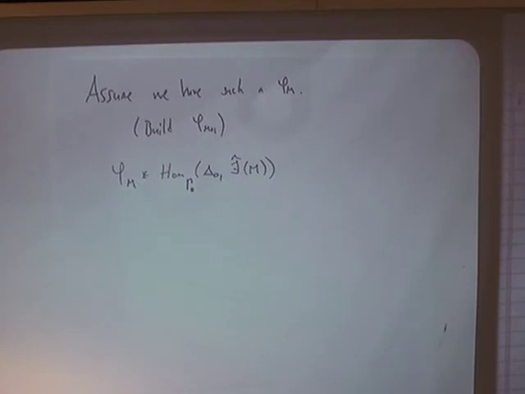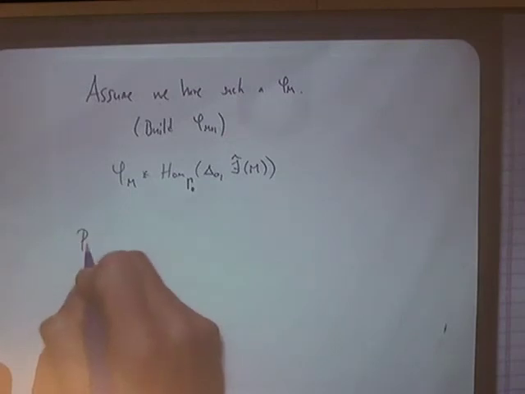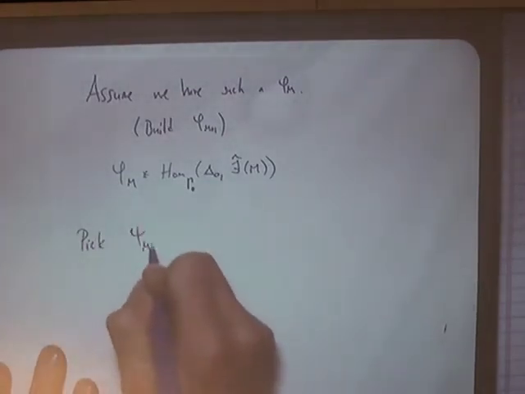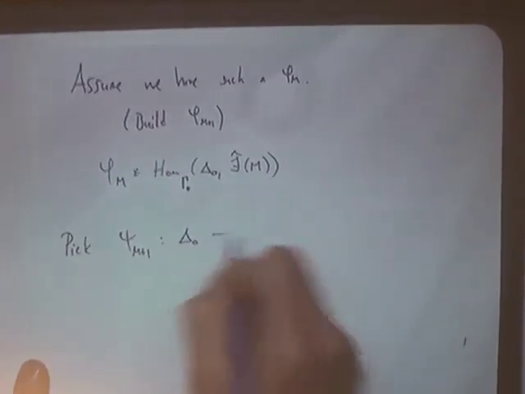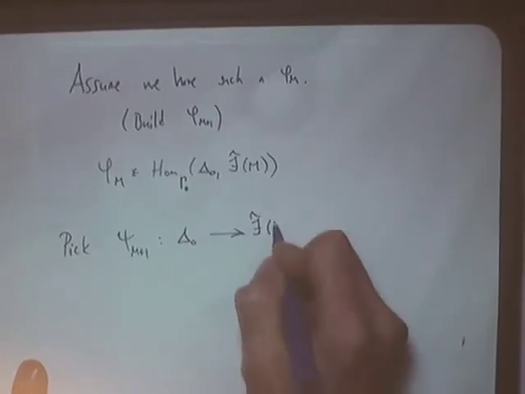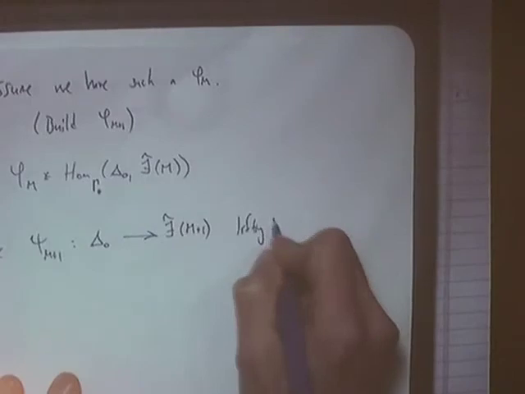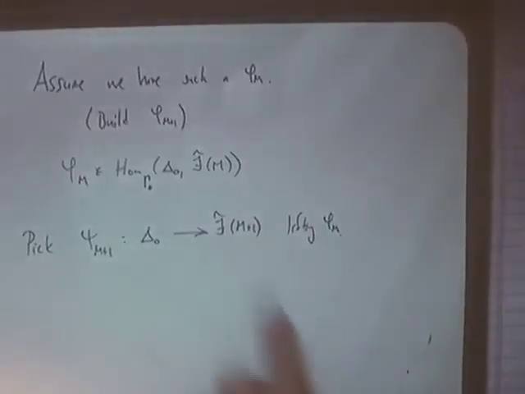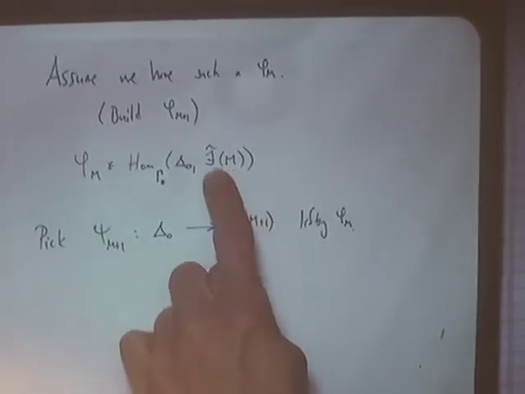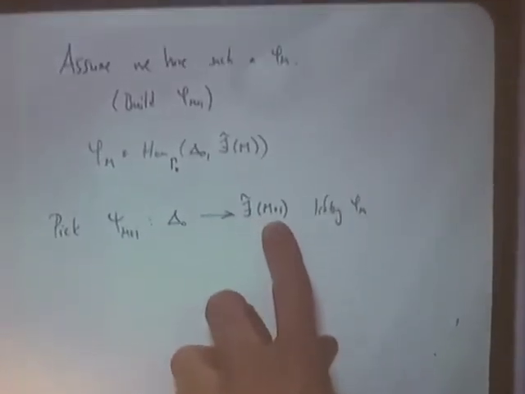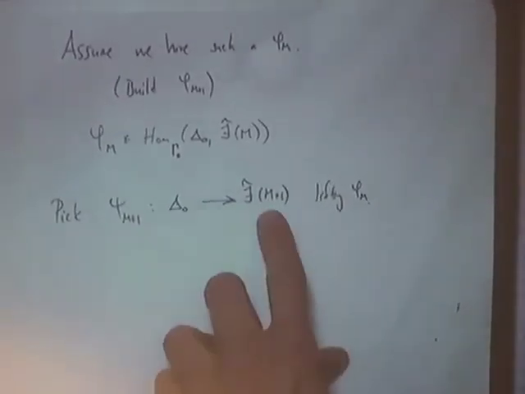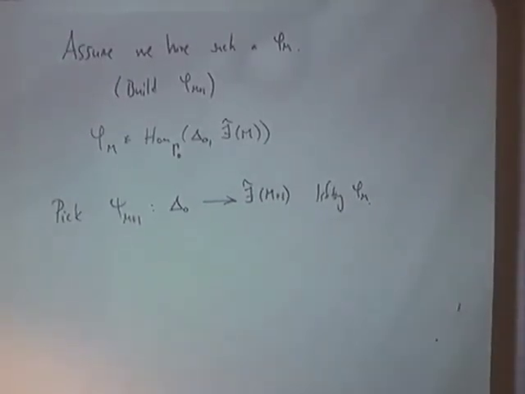And so here's the idea: just lift randomly. Just make a random lift. So pick psi m plus 1, mapping delta 0 to f tilde m plus 1, lifting phi m. This phi f of m is a quotient of f of m plus 1. And so when I say lifting, I just mean as a map.